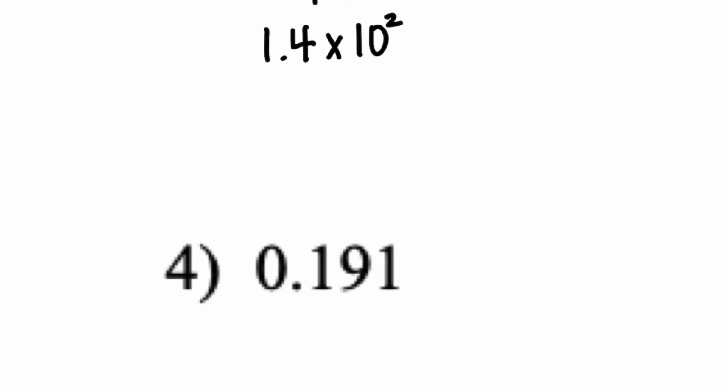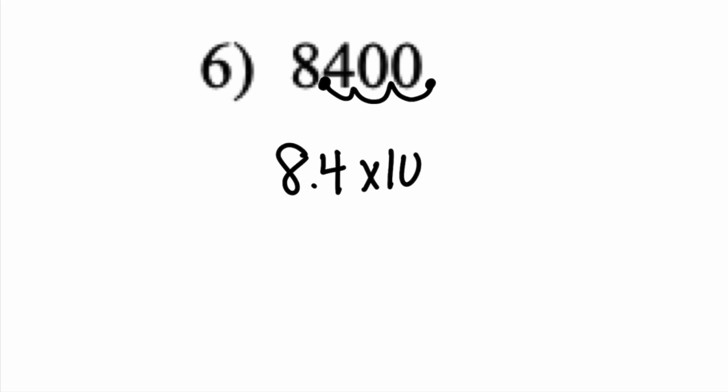0.191, that's going to be a number that's smaller than 1, so we'll have a negative exponent. So we'll move the decimal over 1 place. We have 1.91 times 10 to the negative 1st. And we have 8,400. We'll move that decimal 1, 2, 3 places. And we have 8.4 times 10 to the 3rd.